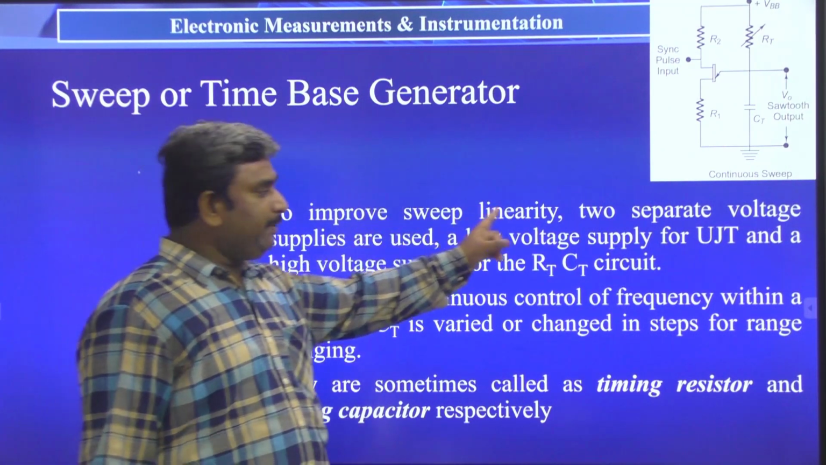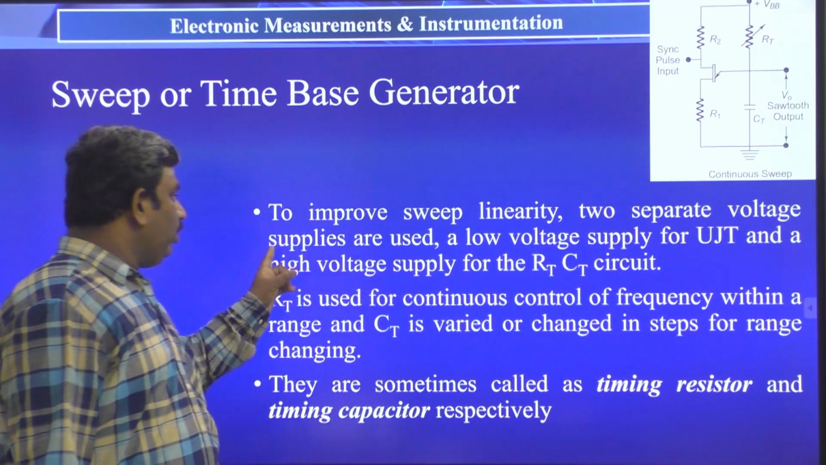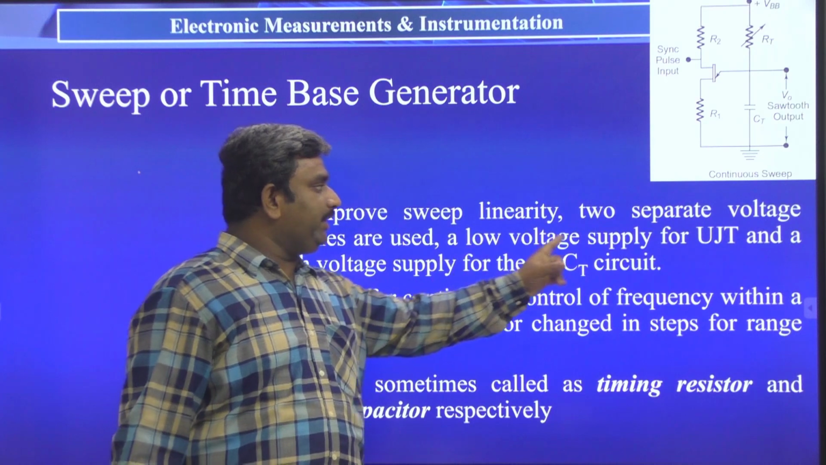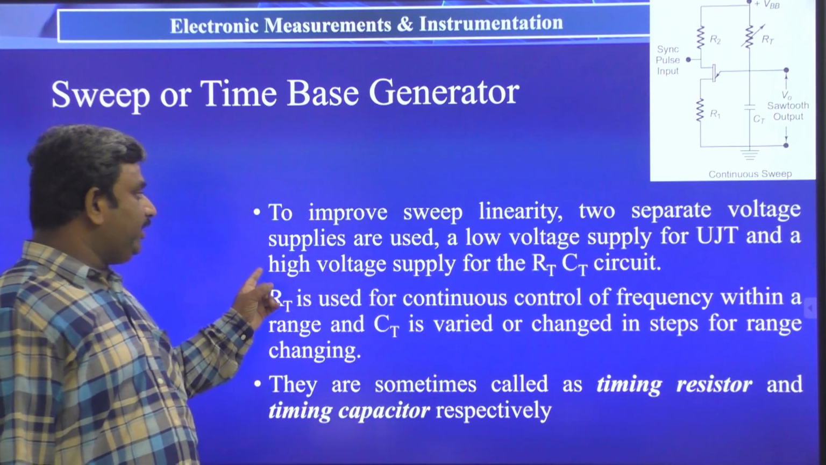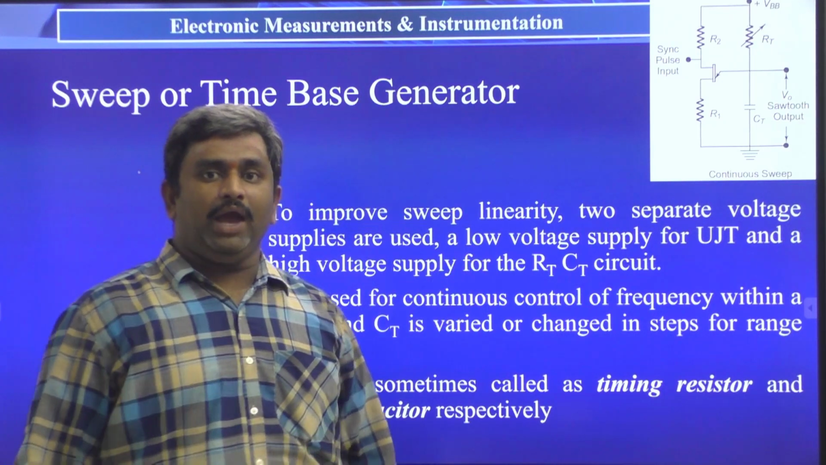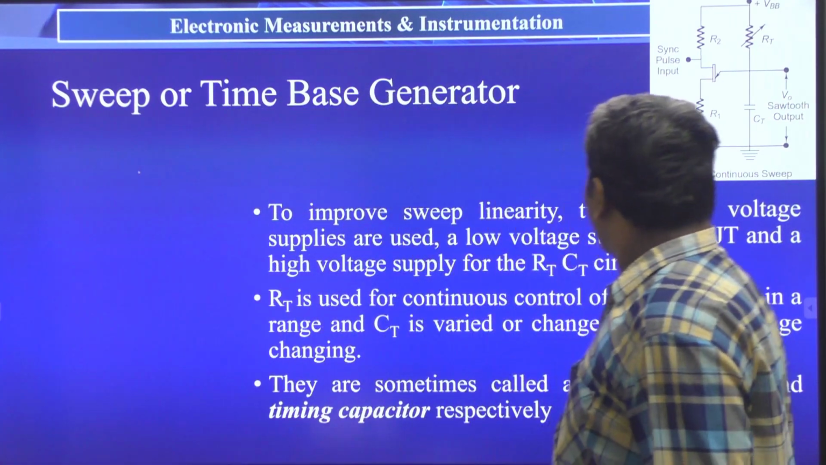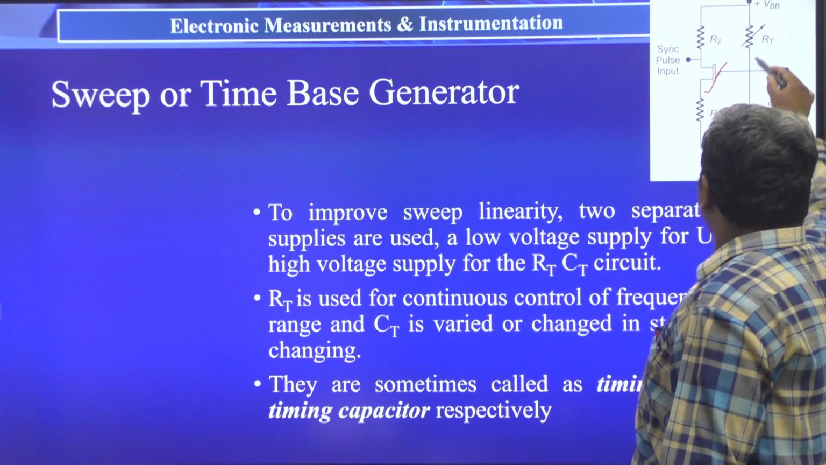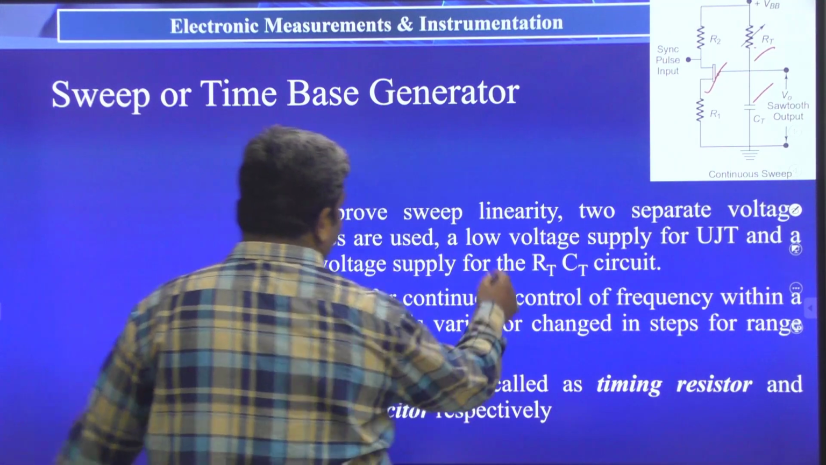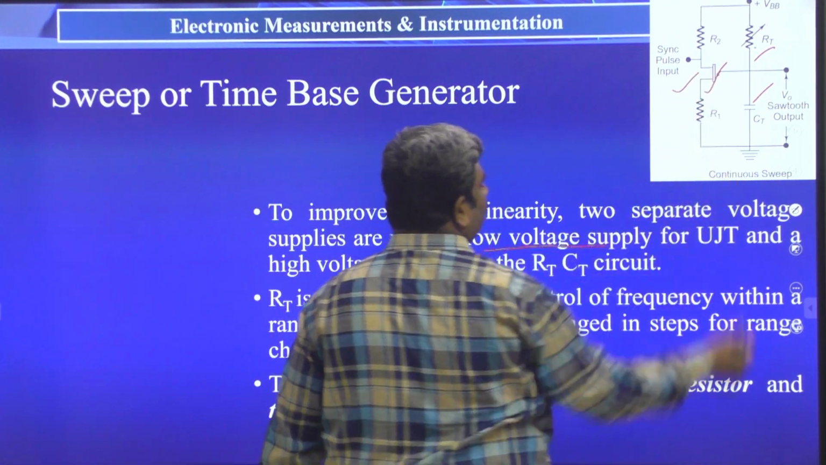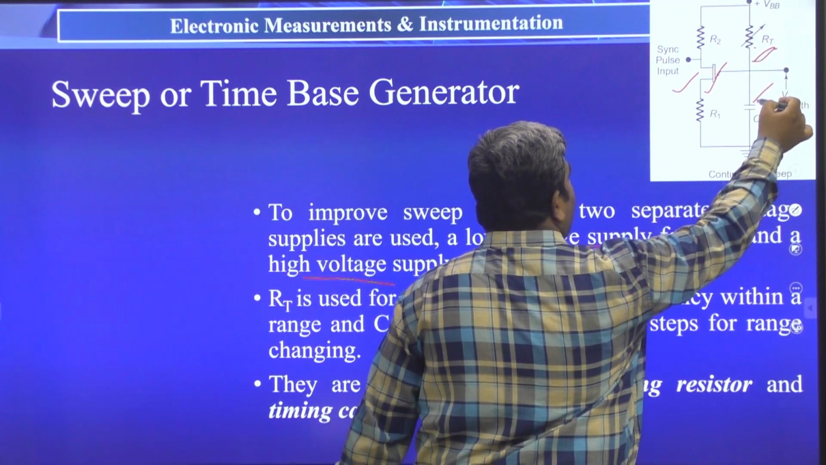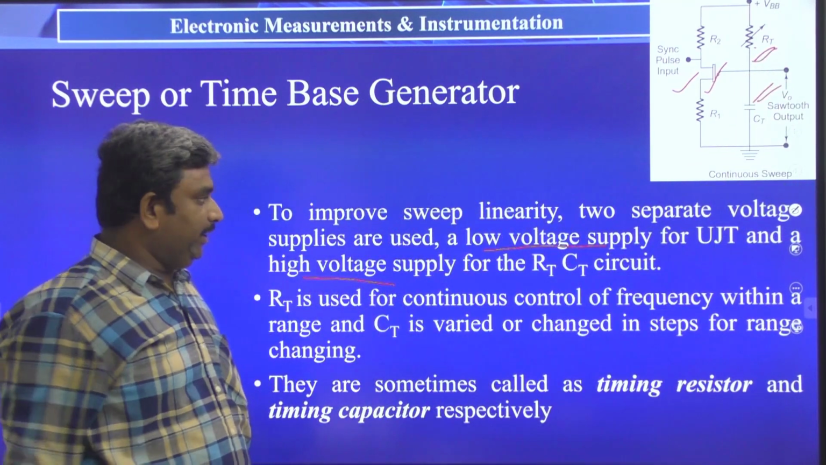To improve sweep linearity, two separate voltage supplies are used: a low voltage supply for the UJT and a high voltage supply for the RT-CT circuit. So we have two types of voltages: the low voltage is used to drive the UJT, and the high voltage is used to drive the RT and CT components.